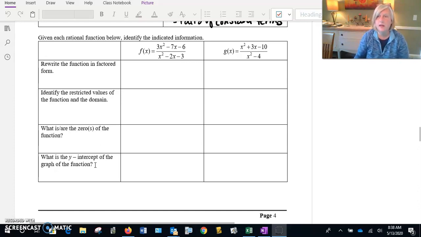So I'm going to go ahead and pause right here, let you guys work these two problems for a jump start, and then throw up some questions into the Edpuzzle.